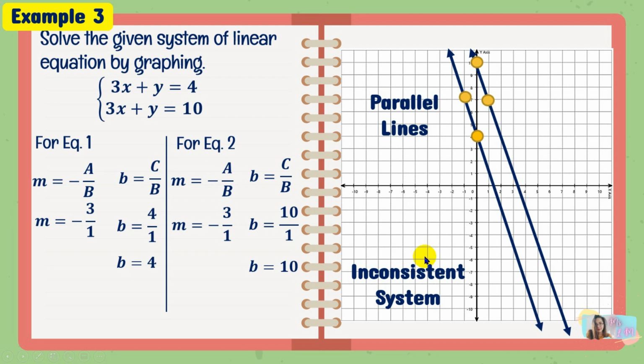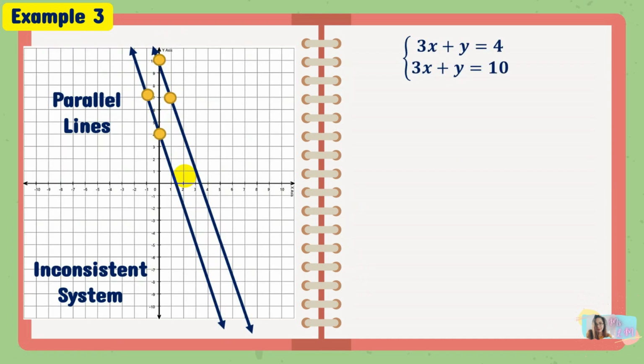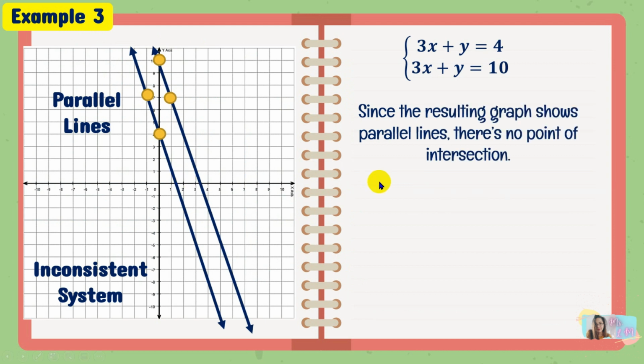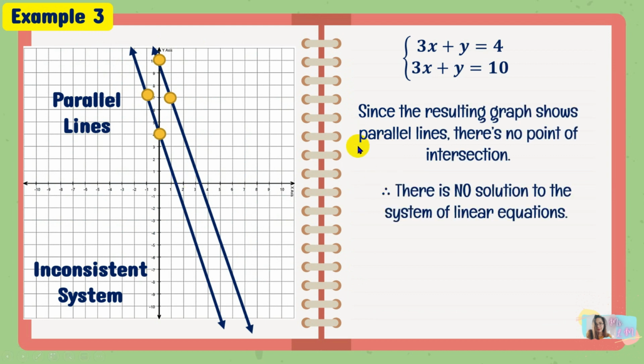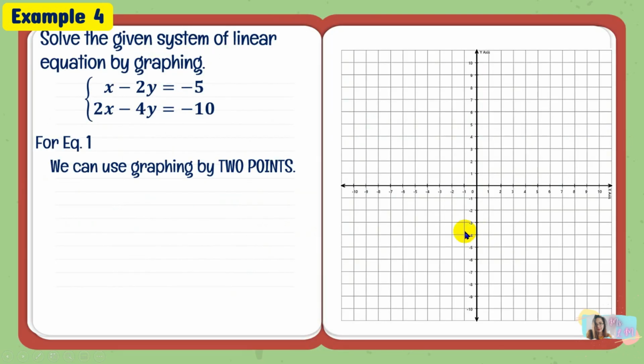And kapag parallel lines or inconsistent system, we all know that there is no solution to this system of linear equation. Again, no solution because the lines are parallel and the system is inconsistent. So no solution for example number 3. So next po natin is example number 4.